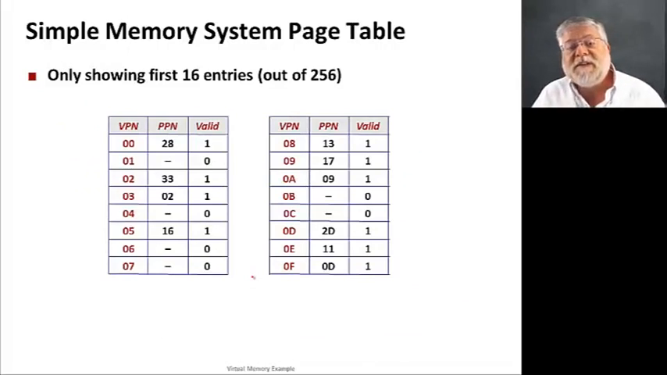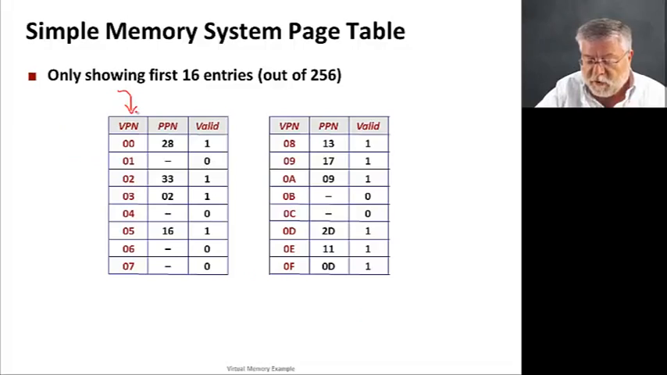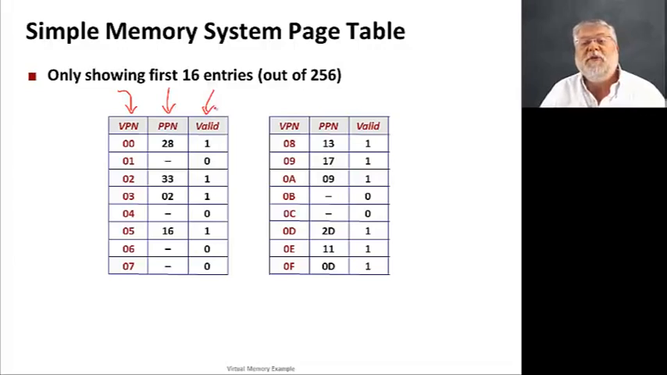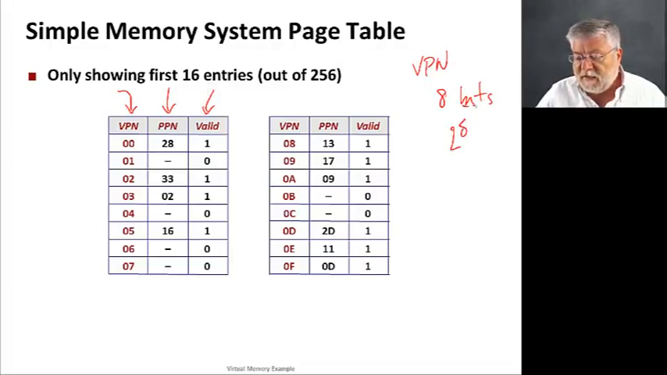The page table for this system is going to have 3 columns: a virtual page number, the corresponding physical page number, and then a valid bit signifying whether that particular entry is valid or not. Here on this diagram, I'm only showing the first 16 entries. Of course, there would be 256 total entries for the page table because our VPN, our virtual page number, is 8 bits. So we would have 2 to the 8 entries in our page table, or 256.